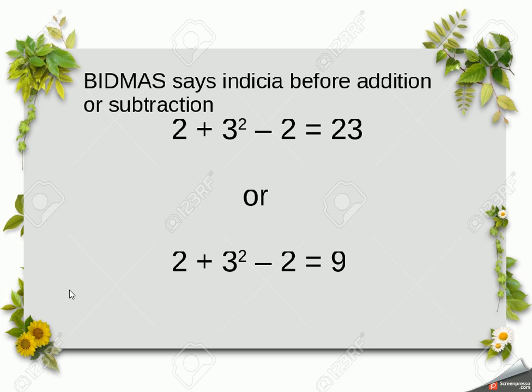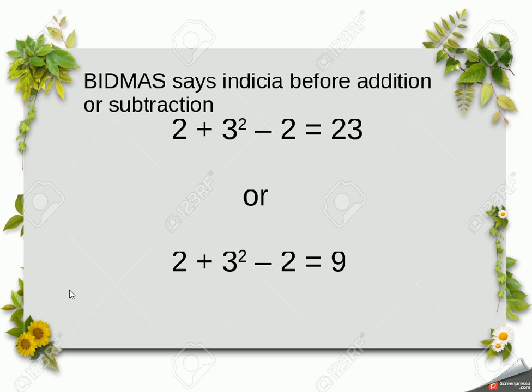So again, we've got another example here. We've got 2 add 3 squared minus 2, and the 3 squared is an example of an index. In this case, it's saying to do 3 times 3. So do we do the 3 squared first? 3 times 3 is 9, so is it 2 add 9 take away 2? Or do we do the add first? 2 add 3 is 5, square it is 25, take away 2 is 23. There's all sorts of orders we could do here.